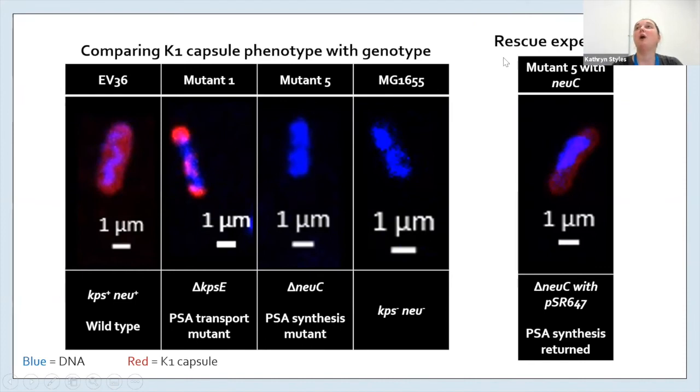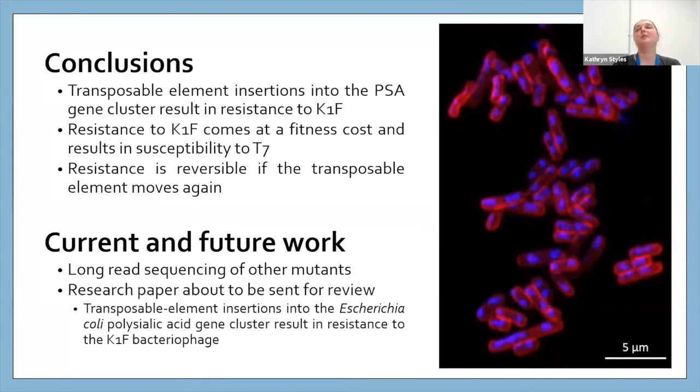And just to quickly check this as well, we did a rescue experiment. We added the NEUC back into our mutant 5, and we did get a return of the phenotype, polysialic acid synthesis returning for that one. So that's what we did there. We also did some short read sequencing of some of the other mutants, but because of the way the transposable element insertions went into the genome, with short read sequencing it wasn't nearly as clear. They would end up splitting contigs, and so if we want to properly analyze what exactly has happened with all the other mutants, we'll need to do long read sequencing, which is obviously a lot more costly and takes quite a lot more time.